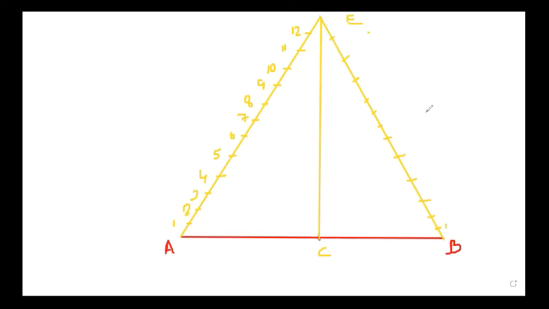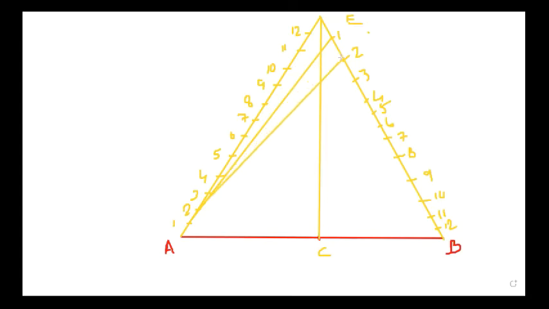So this is one. Again, you give the right name: 1, 2 from this side, 3, 4, 5, 6, 7, 8, 9, 10, 11, 12. Okay. Now join 1 with 1.